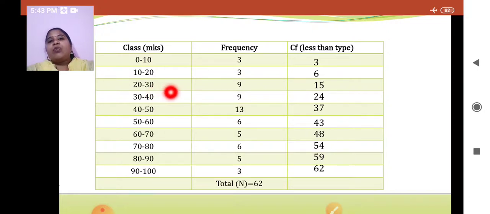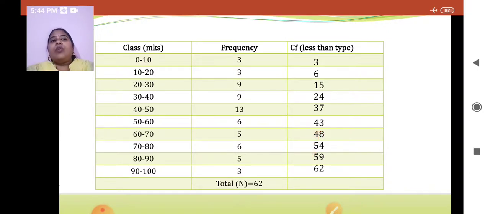One more I will ask you. How many students have got marks less than 60? It corresponds to 43 in the CF column. So 43 students have got marks less than 60. Correct? How many students have got marks less than 90? Then what you will do? You will come here, 80 to 90. How many students have got marks less than 90? 59 students. I hope the concept is clear.